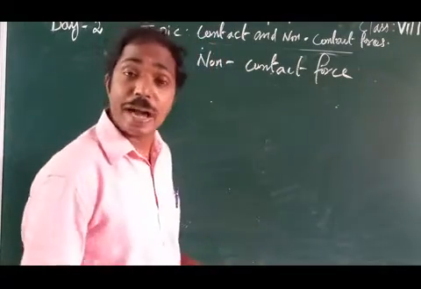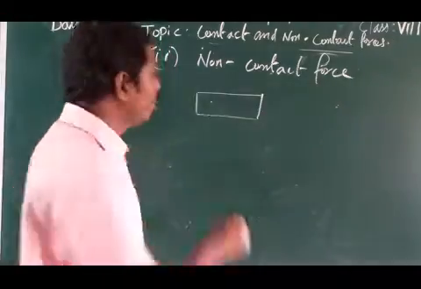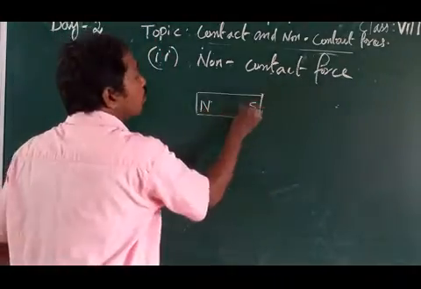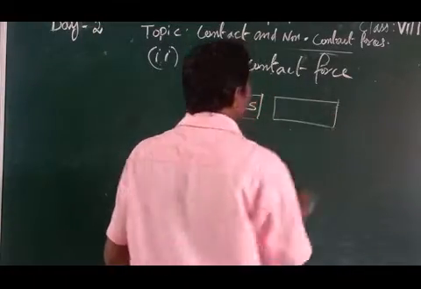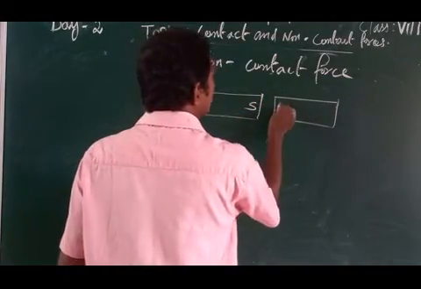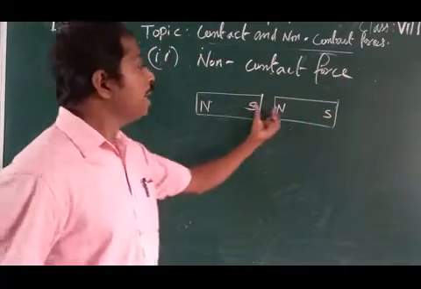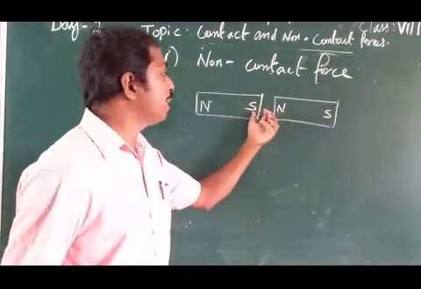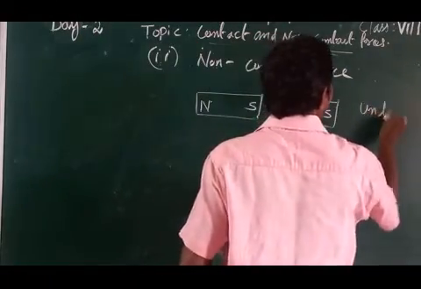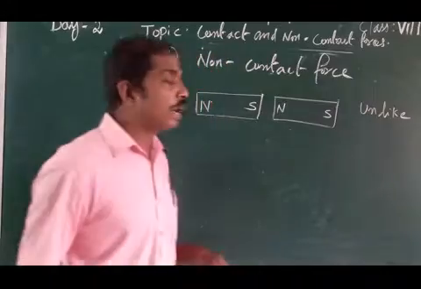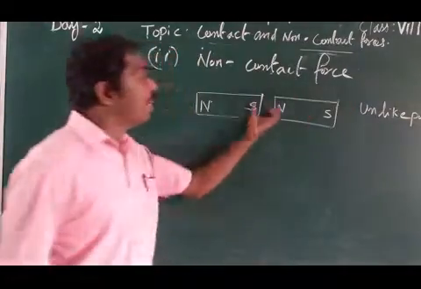You have all played with a magnet, isn't it? A magnet has two poles, north pole and south pole. Bring one more magnet nearby. Suppose this is north, south. Here these two poles, what will the nearby poles be? Unlike poles, not the same. These two poles are unlike poles.